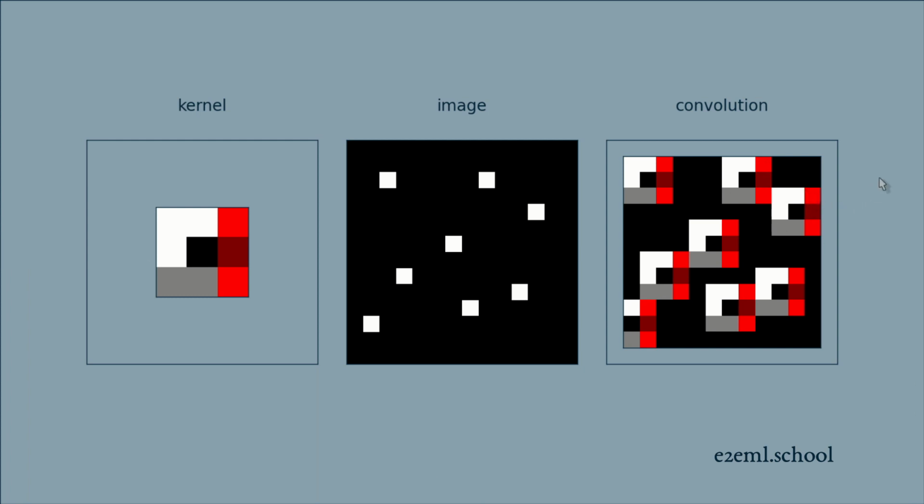Whenever you do a convolution, you're taking your kernel, your base pattern, and wherever the image is positive, you're making a positive copy of it. And wherever your image is negative, you're making an inverse, a negative copy of it.